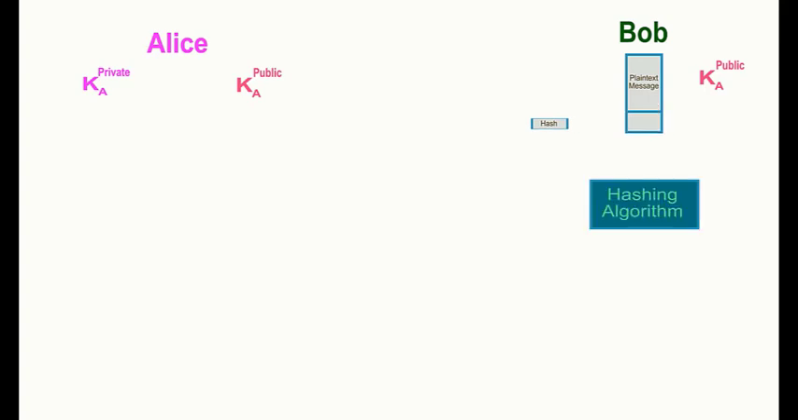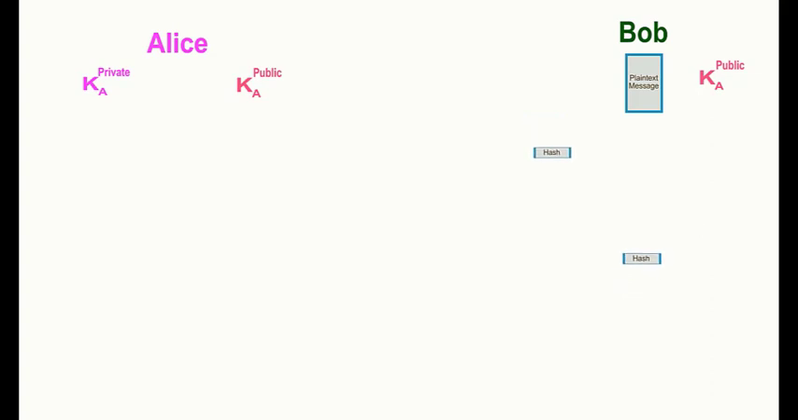Finally, Bob takes the plain text message and calculates the hash and compares it with the hash sent by Alice. If the two hashes match, then the integrity of the message is preserved.